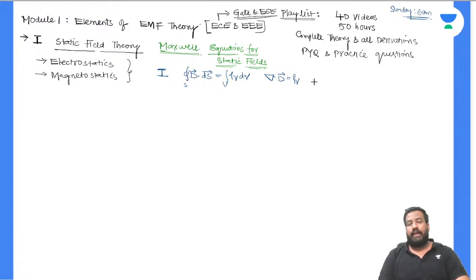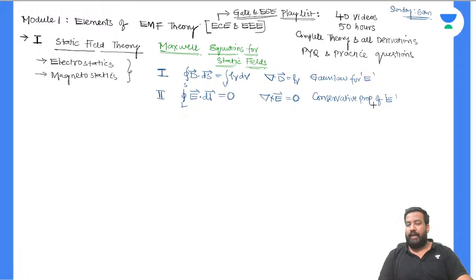So, del dot D is equal to rho v. Source: Gauss law for electric fields. Second equation, closed loop integral of E dot dl is 0. Del cross E is equal to 0, which is from the conservative property of electric field.